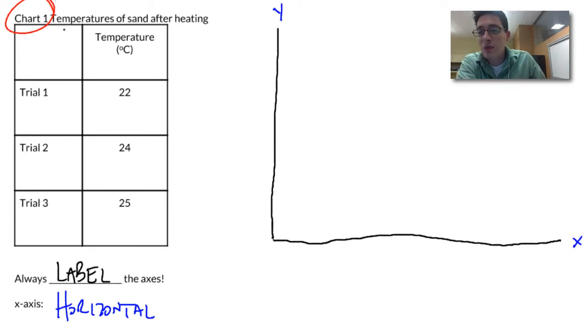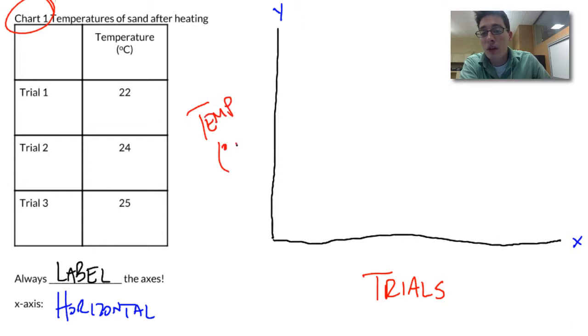So this chart is giving us temperatures of sand after we heat it. And so we've got trials here. So this is trial one, trial two. I've done this three times, and then I've got the temperatures. So we're going to put the trials across the bottom, and all you would do is label it trials. And then we're going to do temperature on the left, or on the y-axis. And we always put units, so this is degrees Celsius. So really, we're taking the labels from each column on the chart and putting them onto the axes. So we've got trial number one, trial number two, and trial number three. So go ahead and put one, two, and three across the bottom.